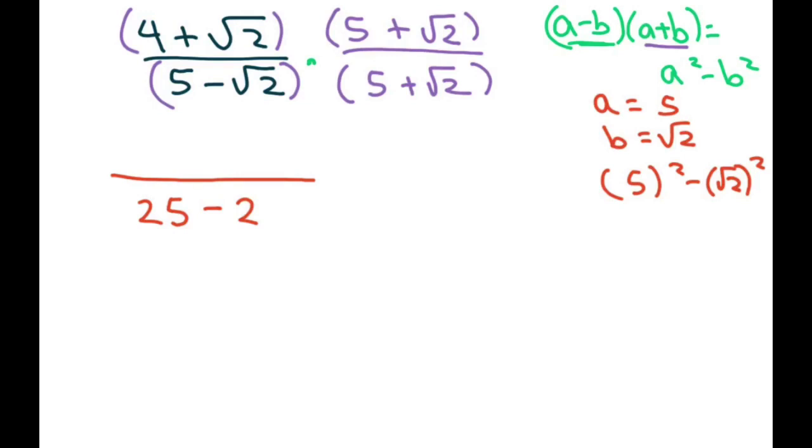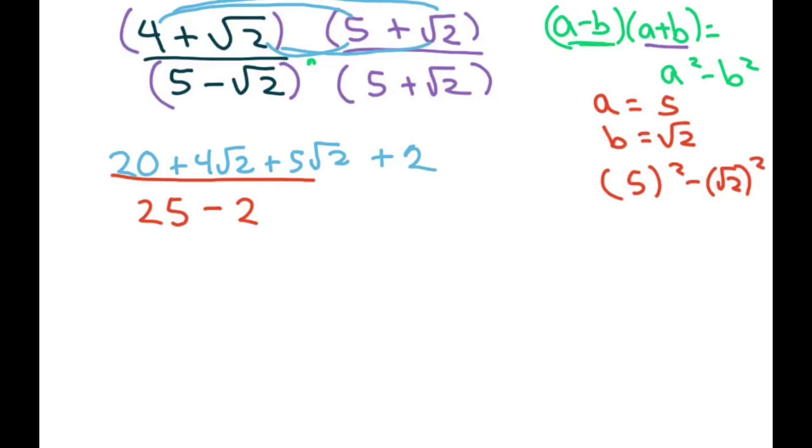Now for the numerator, we're going to have to FOIL. So we're going to do first, outer, inner, and last. Square root of 2 times square root of 2 is 4, or 2, sorry.